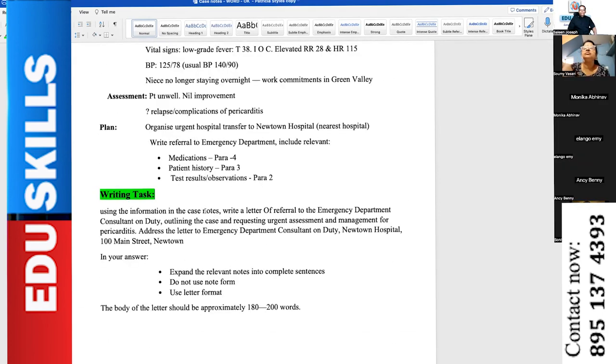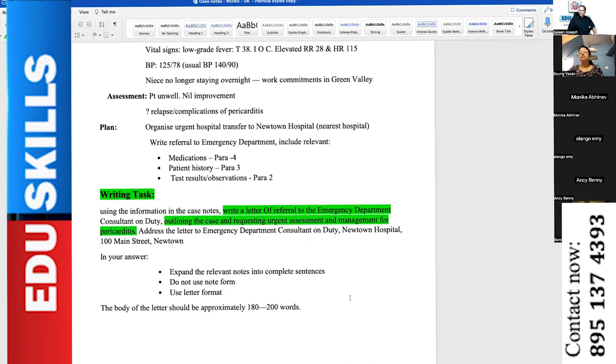Now they say, using the information in the case note, write a letter of referral. So you are supposed to write a referral letter to the emergency department. Then you have the address and details outlining what you are supposed to do: outline the case and request urgent assessment and management for pericarditis.